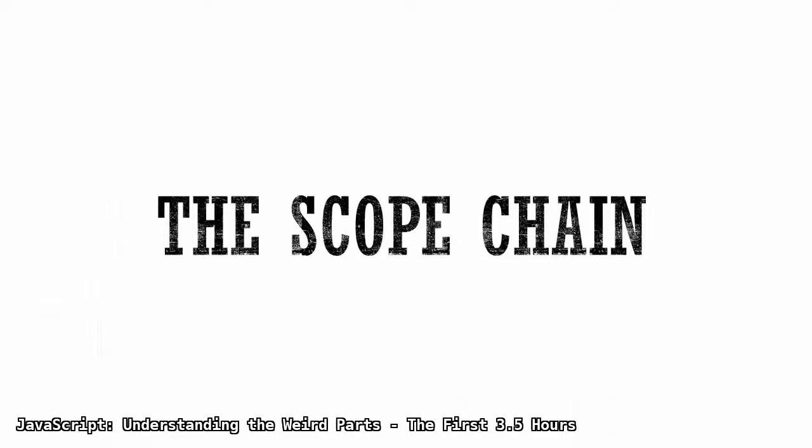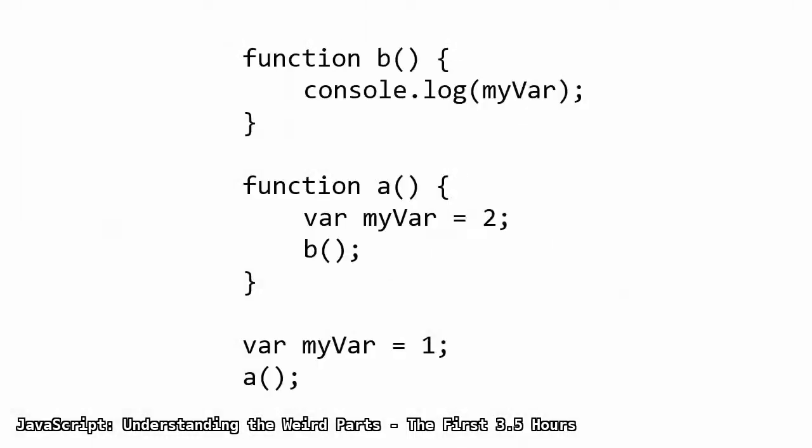This next lecture is on a concept that confuses a lot of people. But now that you're armed with your understanding of the execution stack, execution contexts, and variable environments, the scope chain won't be that difficult for you to understand. Let's take a look at another piece of sample code. Very similar, we have function B, function A, and the myvars again, except in function B, we're not declaring myvar. We're just going to console.log it.